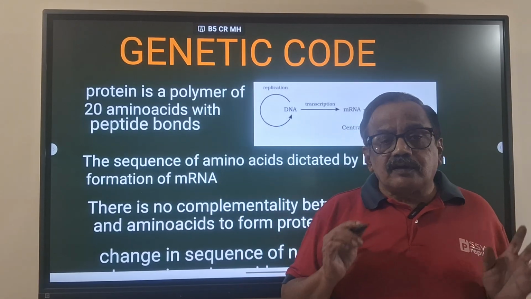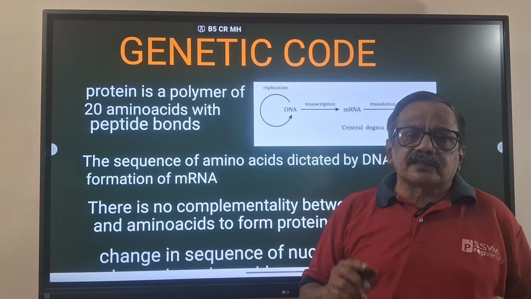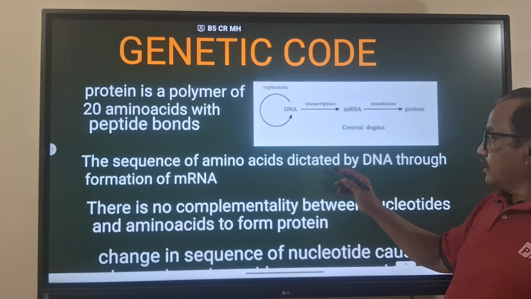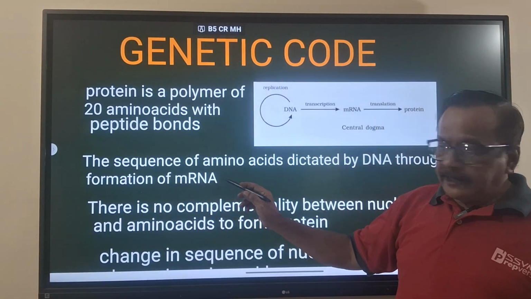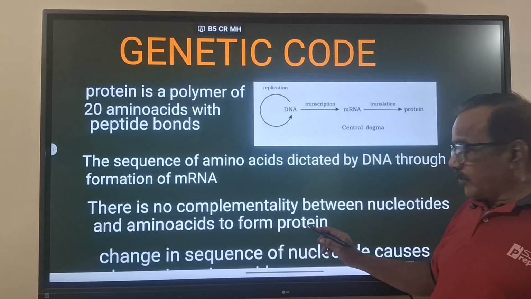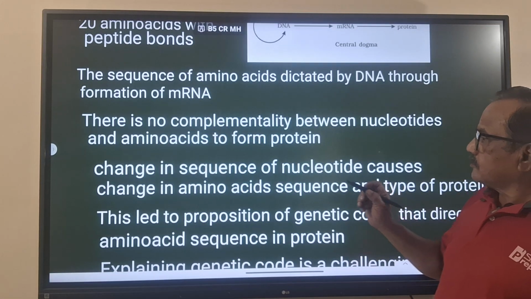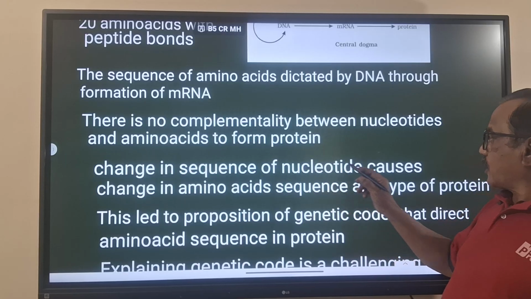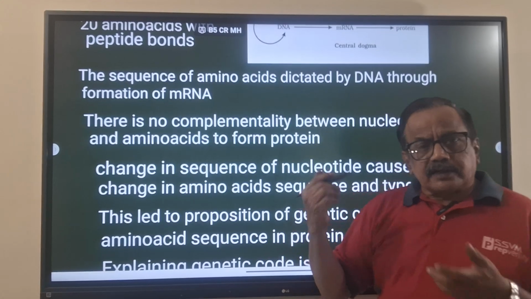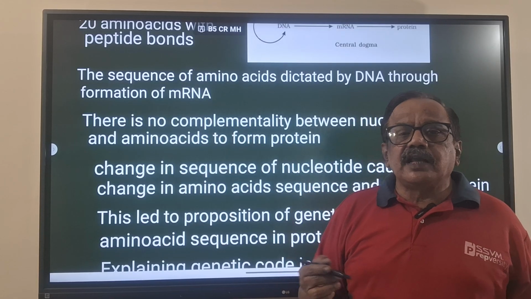They had seen that changing the sequence of nucleotides in the mRNA causes a change in the amino acid sequence in the protein. The sequence of amino acids is dictated by the DNA through the formation of mRNA. There is no complementarity between nucleotides and amino acids to form protein. Change in the sequence of nucleotides causes a change in the amino acid sequence and the type of protein. So it is following the mRNA. How it is following, that will be explained by the genetic code.